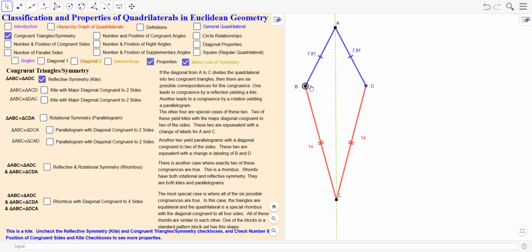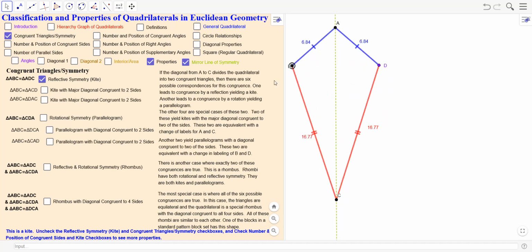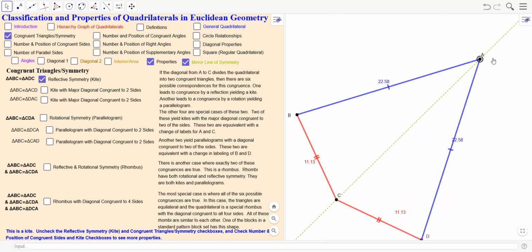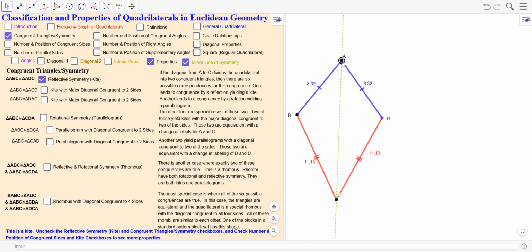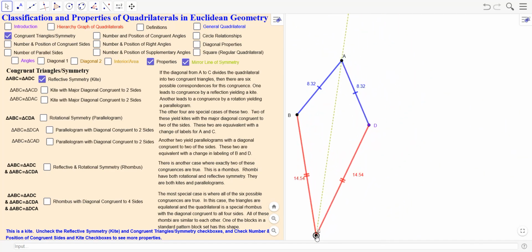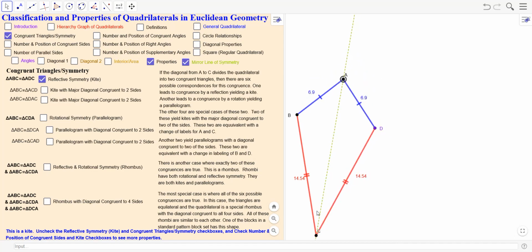Okay, so that's reflective symmetry. In fact, that's the easiest way to build a kite, is just to build a general triangle ABC and then get that mirror line and reflect it across that mirror line, no matter where it is. Okay, so that's got a lot of interesting properties. And notice it is congruent, as we've said.